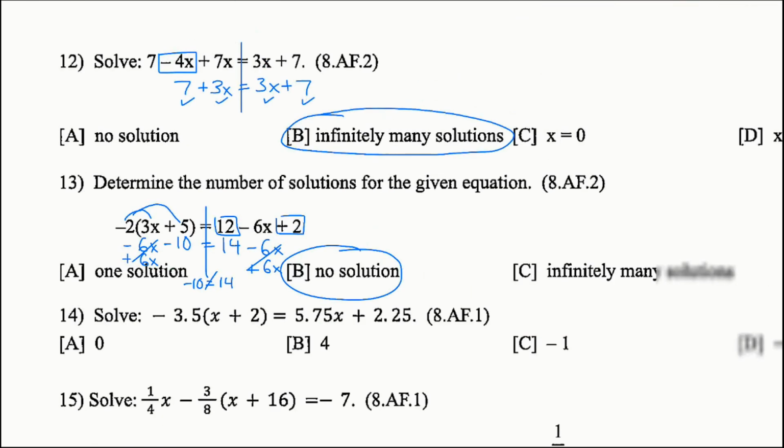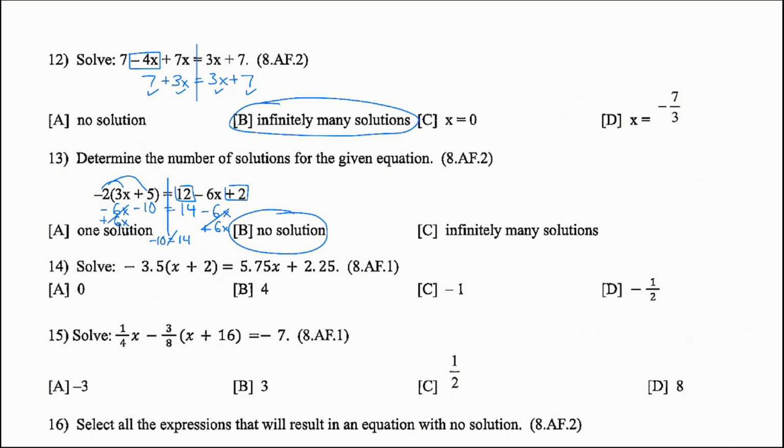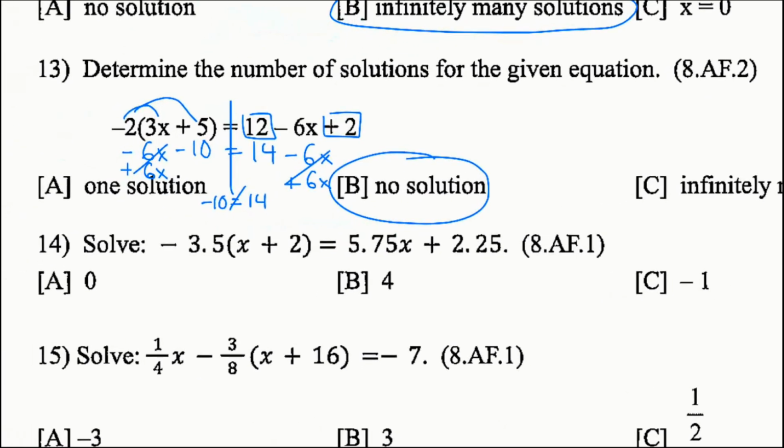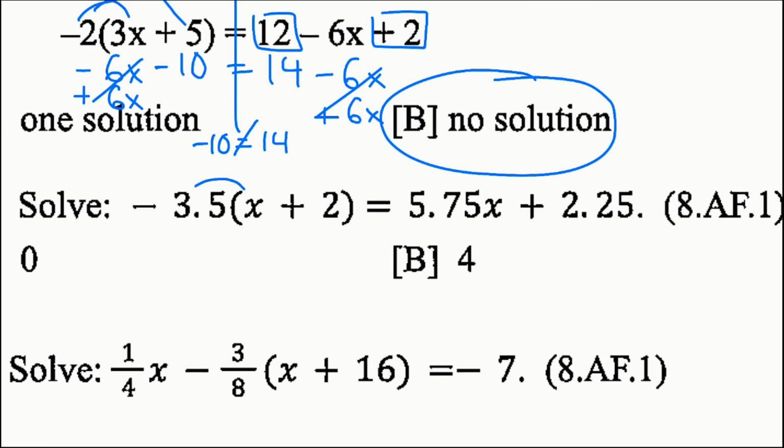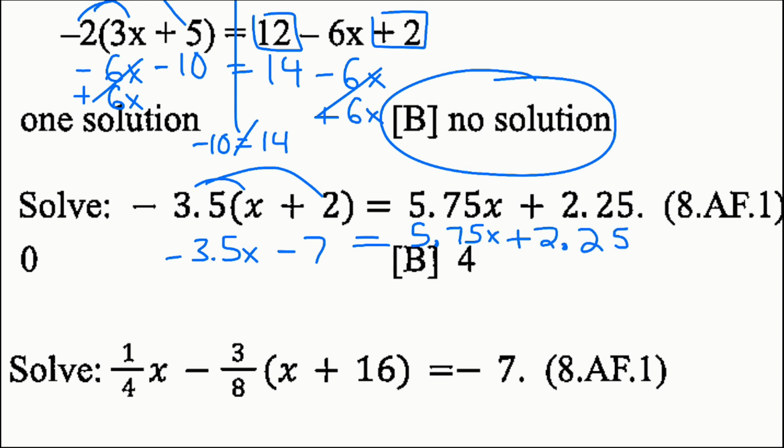Okay. This next one, I certainly wish I had more room for. Okay, well, let's wing it. I might have to jump around here a little bit. So when I distribute, this would be negative 3.5x. Negative 3.5 times 2 gets me a negative 7. So minus 7 equals 5.75x plus 2.25. Add 3.5x. This is going to be so messy.